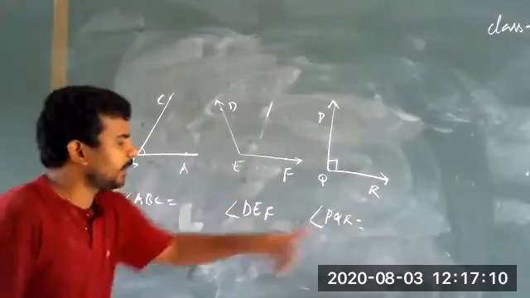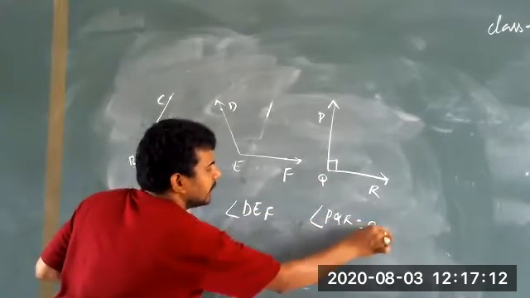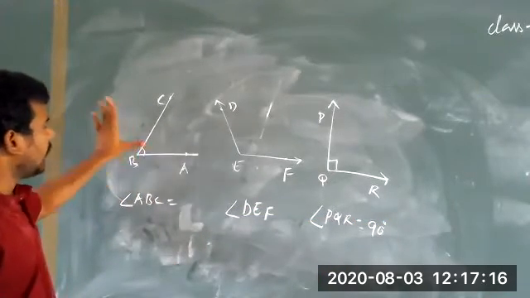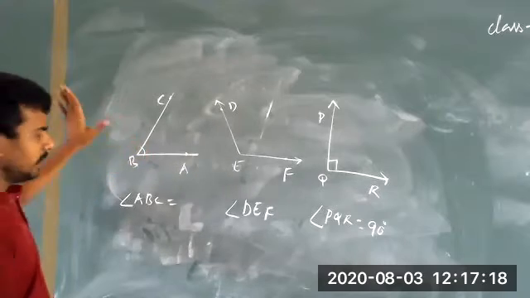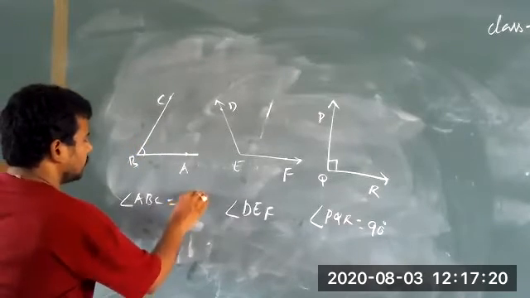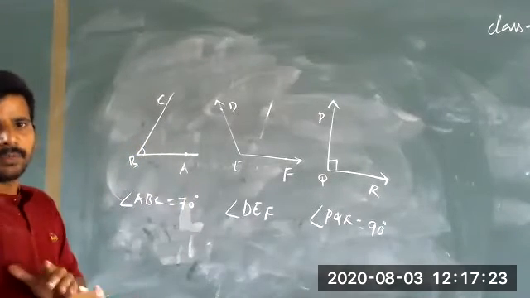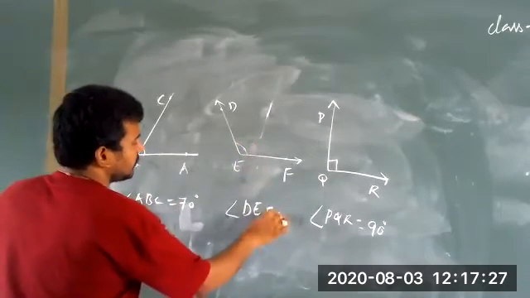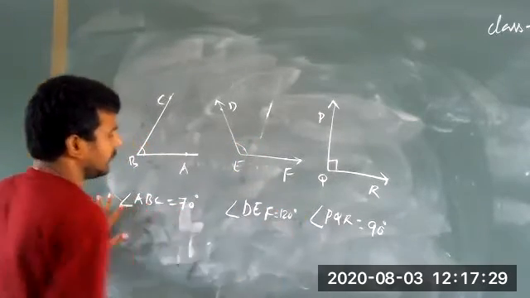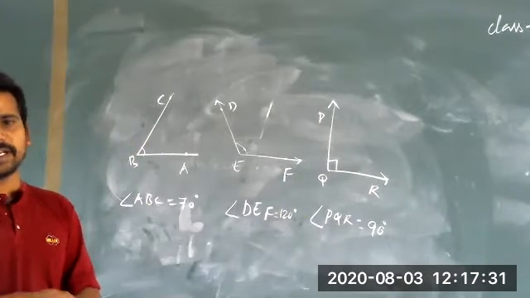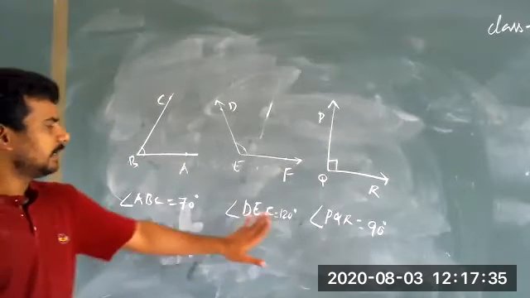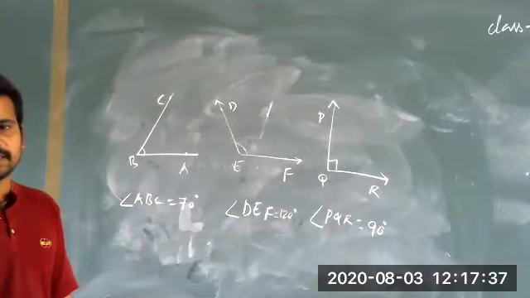So angle PQR, how many degrees? 90 degrees. How many degrees, children? 90 degrees. This is the acute one. I can measure it. It is a 70 degrees angle. Use a protractor. So this angle, this angle is an obtuse angle, this angle is 120 degrees. So use a protractor. Clear, children? So this is the 70 degrees angle, this is the 120 degrees angle.